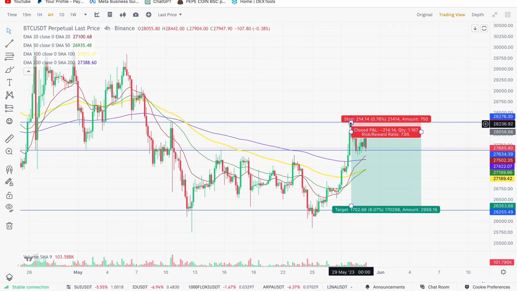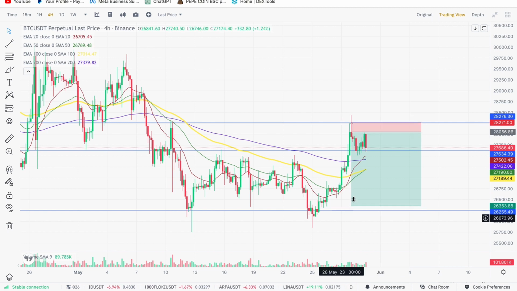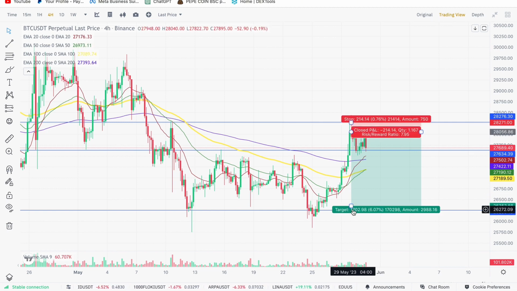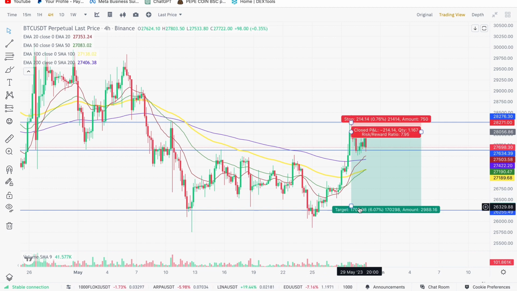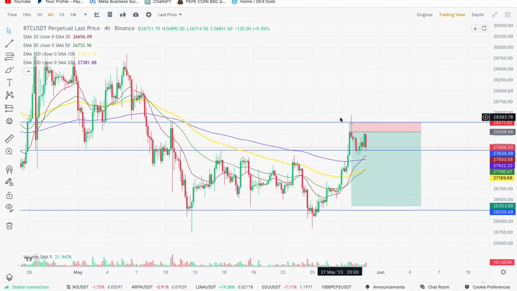For me, I use a tight stop loss. So my PNL will be minus $214, and my take profit will be around $1,702. Okay, so this is how much we are going to make on this trade if the price falls to $26,330. So this is how you select your trend.